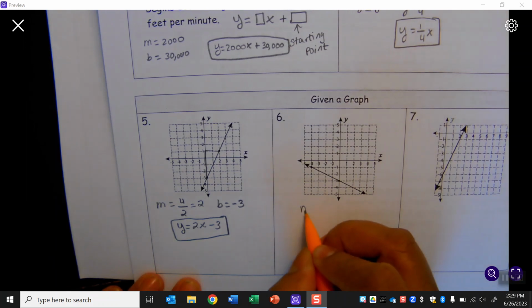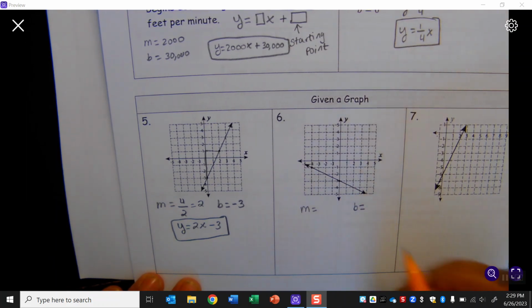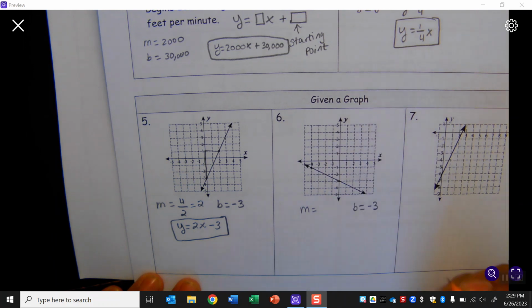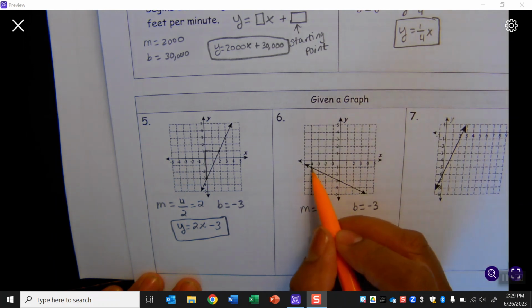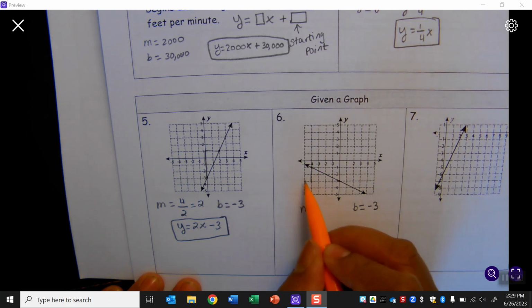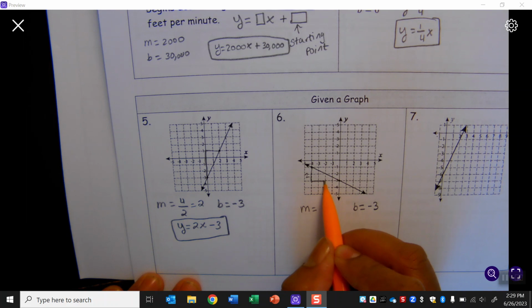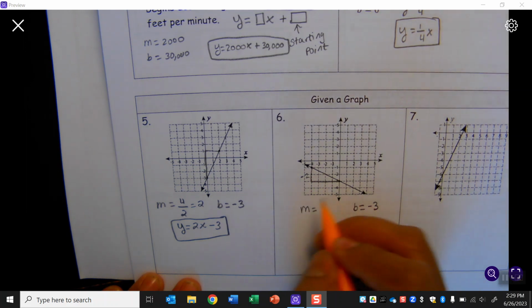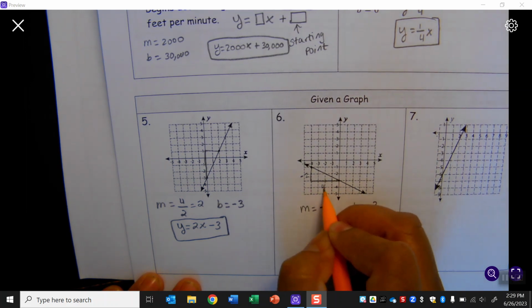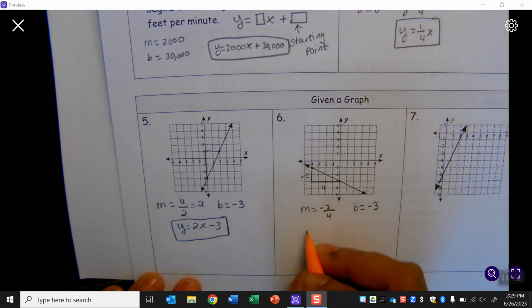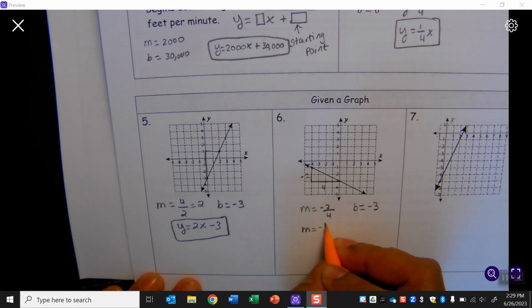Let's see here. What is the slope and what is the y-intercept? Well, y-intercept is -3 again. And then what's the slope? It's rise over run. Here, its rise is at 1, 2, 2. And the run is at 1, 2, 3, 4. This is actually at -2 because it's going down. So it's -2 over run, which is 4. And that reduces down to -1/2.